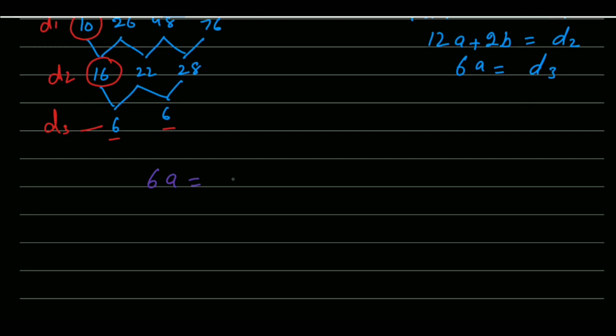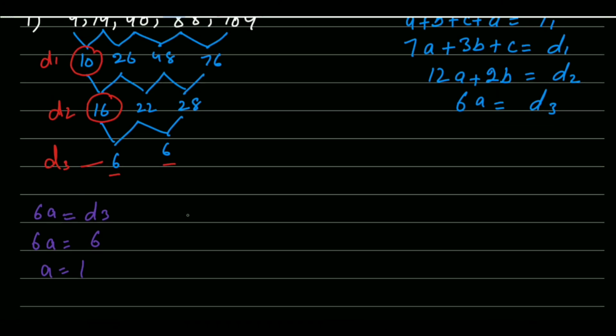6a is equal to d3. We will take first of all this equation, and you will find the value of a from this equation. 6a is equal to d3, and d3 is 6 in this sequence. So 6a is equal to 6, so a is equal to 1. We got the value of a from the last equation.